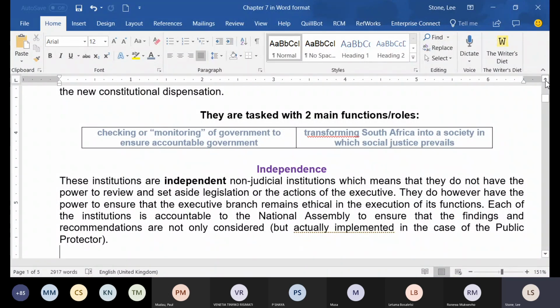And independence, then, I've emphasized it here, is the essence of how we are to understand the Electoral Commission and the public protector. Because what we mean by independent is that these institutions, even though they're not judicial, so they're non-judicial institutions, but they also have original constitutional powers, but they do not form part of either the executive, the legislature, or the judiciary.